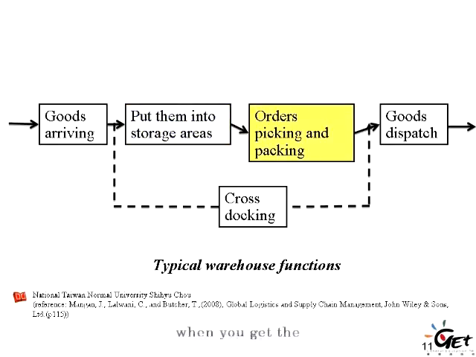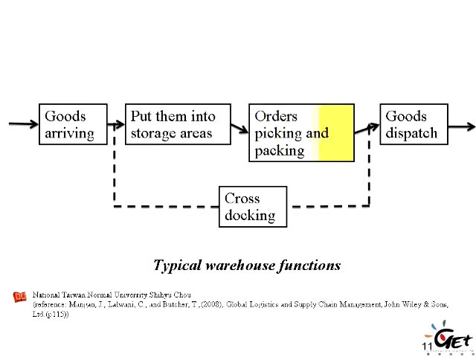And later on, when you get a picking list from maybe some information system, this picking list represents the orders from downstream customers. You have to pick items from the storage areas and do some packing. So then we move to the third function group here, right? You do the picking and packing based on the picking list.